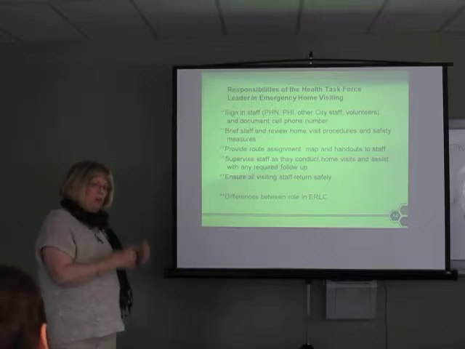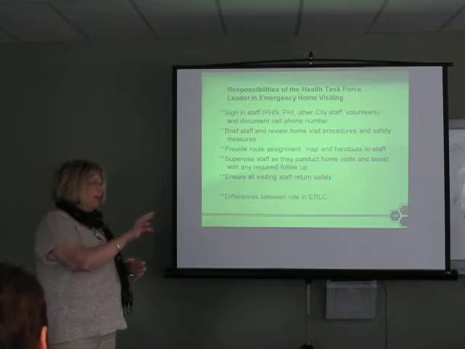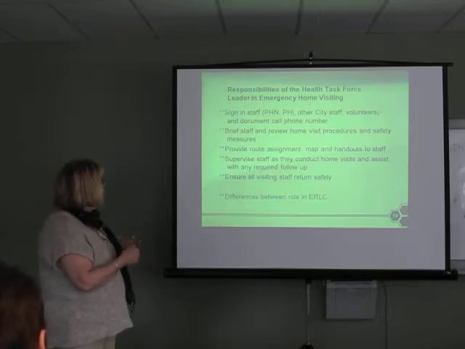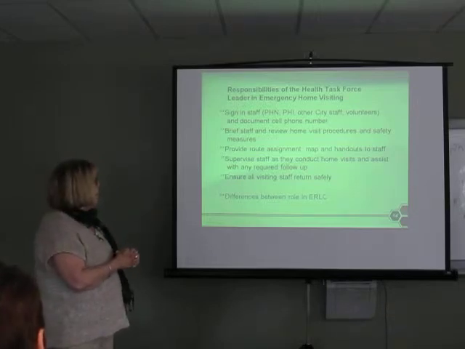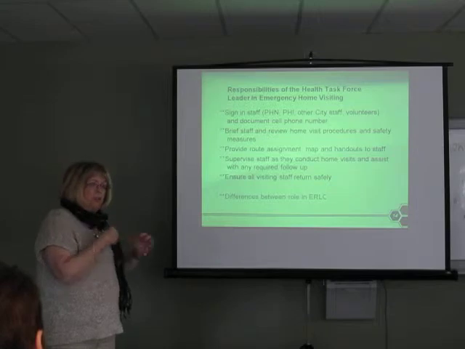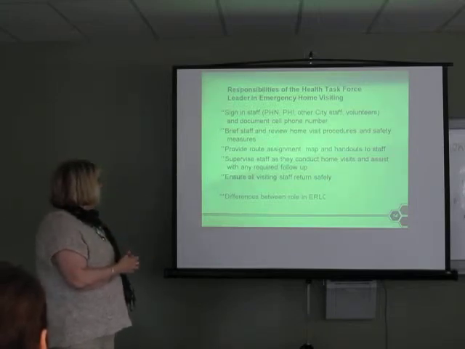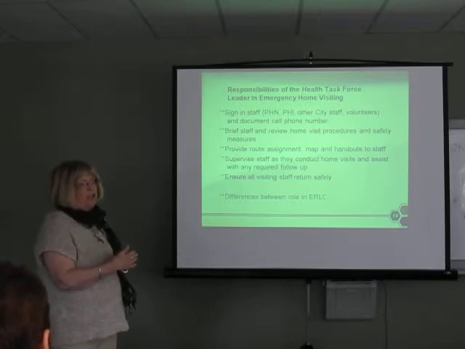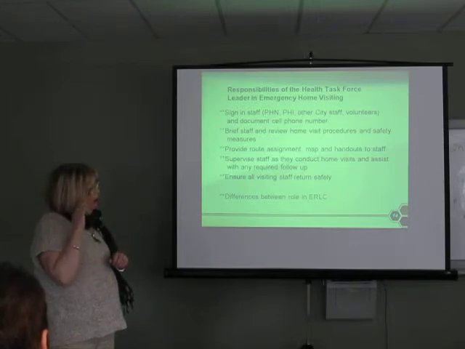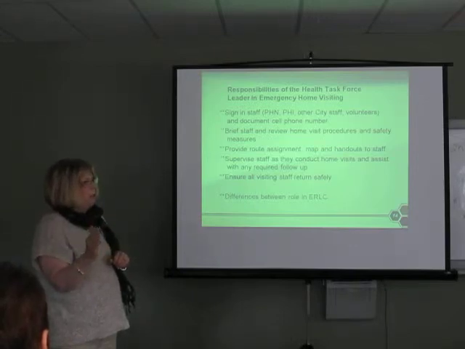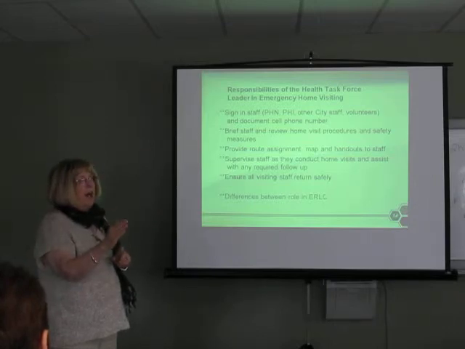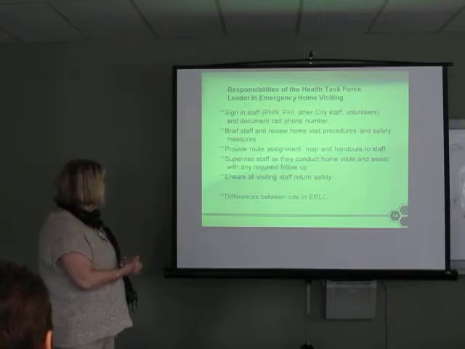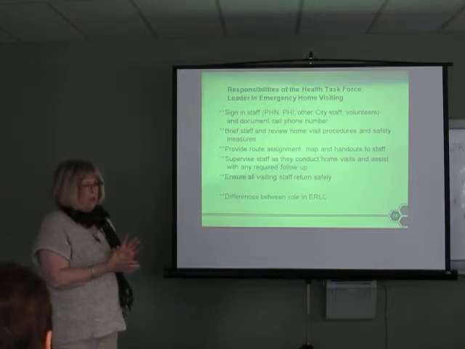Because your team are not working at the site, but out there, you have to document their cell phone numbers, brief them on the objectives, and give them safety measures: go in teams of 2, don't lose sight of each other, that sort of thing. You provide the route assignment and handouts, and all of these are in the home visiting bins. You supervise staff, so you have them checking in every so often. You want their cell phone number. If the objectives change, we're not giving out bottled water anymore, or we've added another 10 houses to the route, then you can communicate with each other. The idea is that you ensure all staff are safe to complete their route.